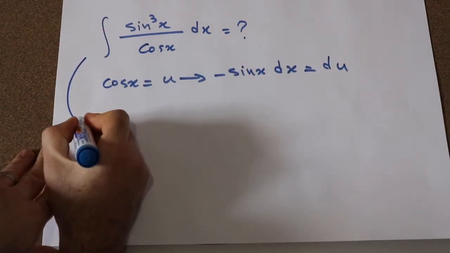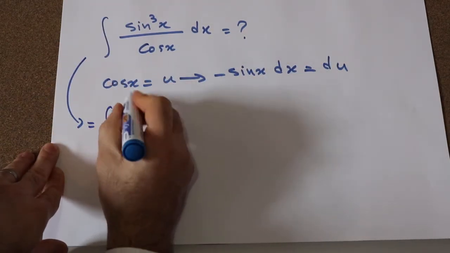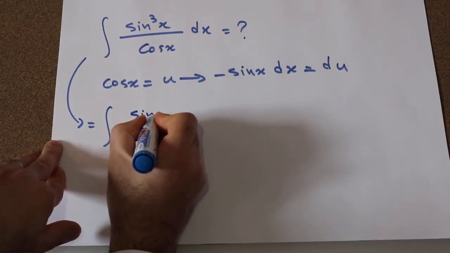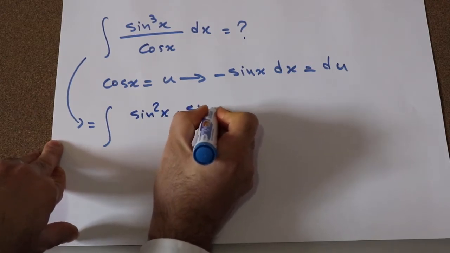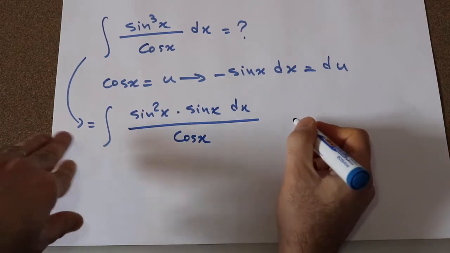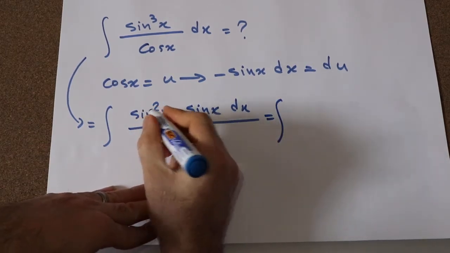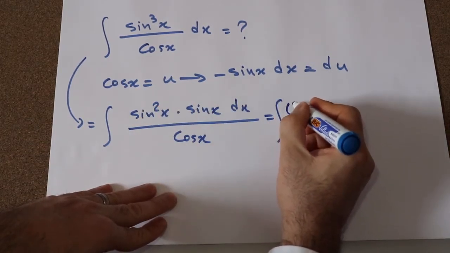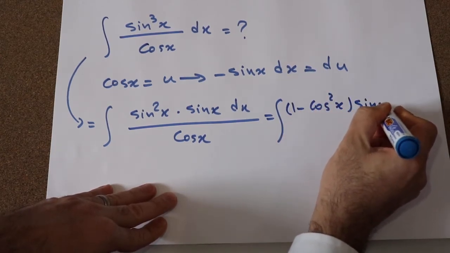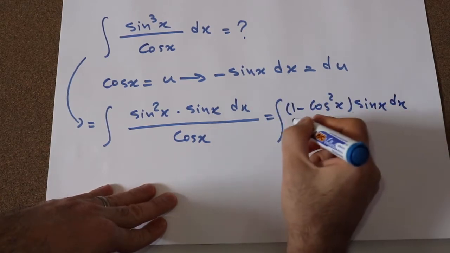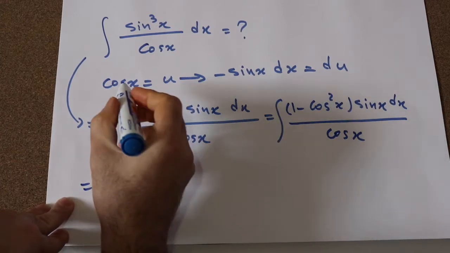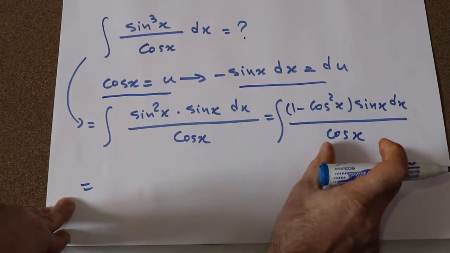Now let's rewrite this integral as the integral of, instead of sine 3x, I write sine 2x times sine x dx divided by cosine x. And instead of sine 2x, from trigonometry, we can write 1 minus cosine 2x times sine x dx divided by cosine x. Now you need to substitute these two expressions into this integral.